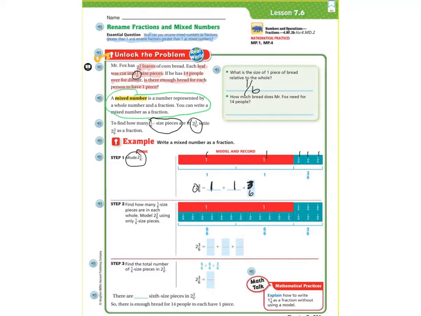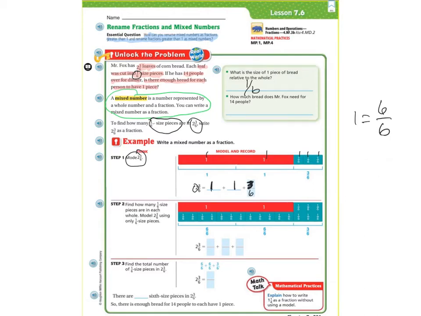Now step 2. Find out how many 6-sized pieces are in each whole. This is something you can do: you can write the number 1 as whatever fraction you want. You want to write it as 2 over 2? Go ahead. You want to write it as 100 over 100? Fantastic. Go ahead. In this case, I'm going to write it as 6 over 6.